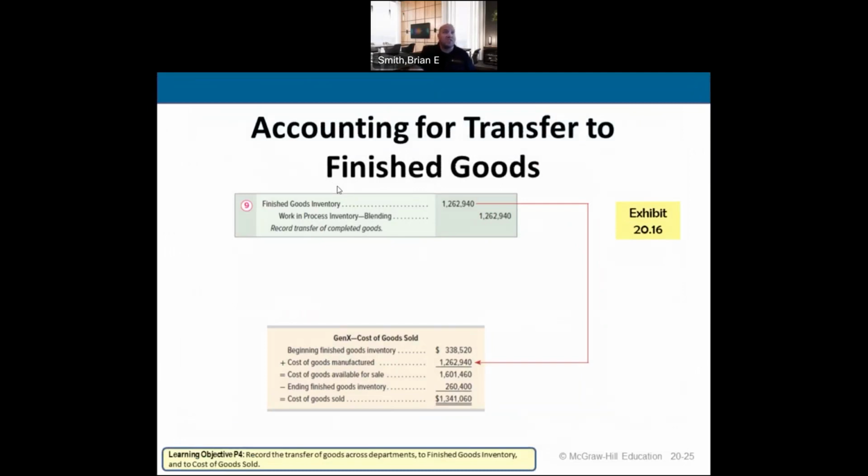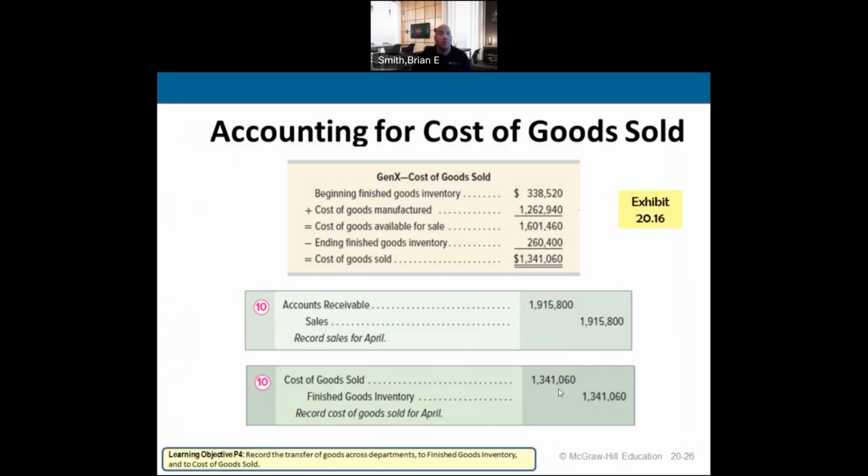And our schedule of cost of goods sold is going to show that we have a beginning inventory of 338,000. We add what we just manufactured. So what we have available for sales is $1.6 million worth of inventory. Subtract out our finished goods ending inventory, and cost of goods sold is $1.3 million. So we sold $1.3 million worth of items there.